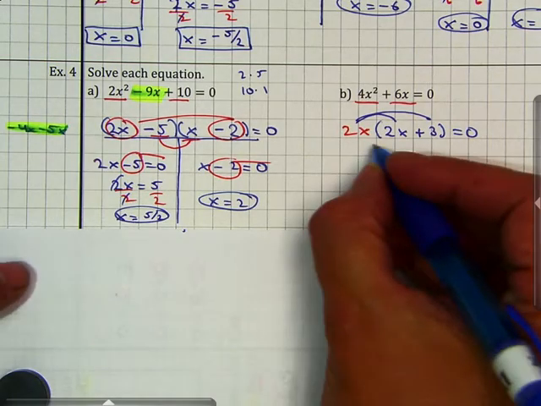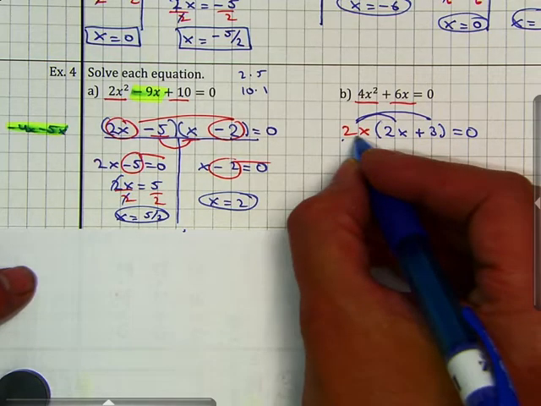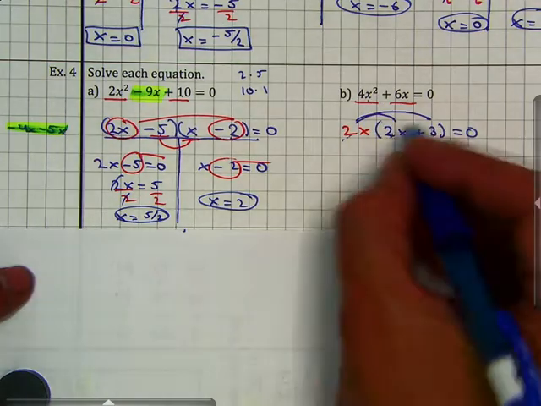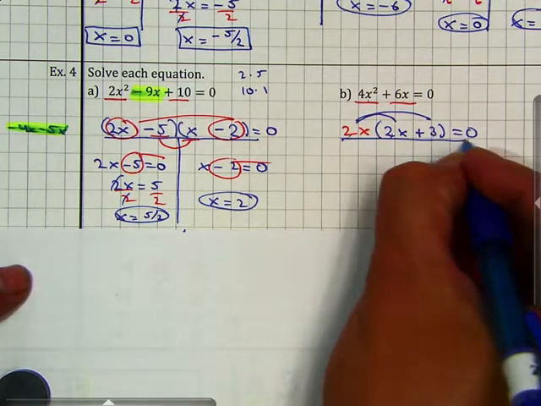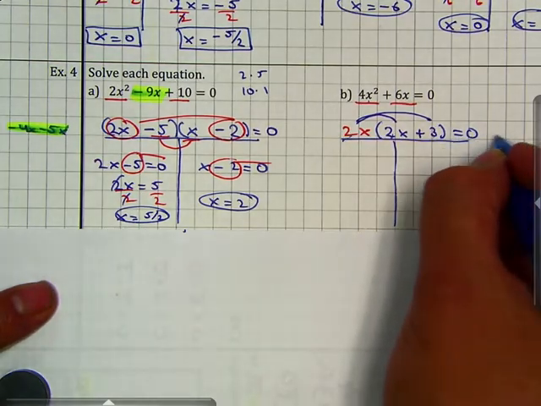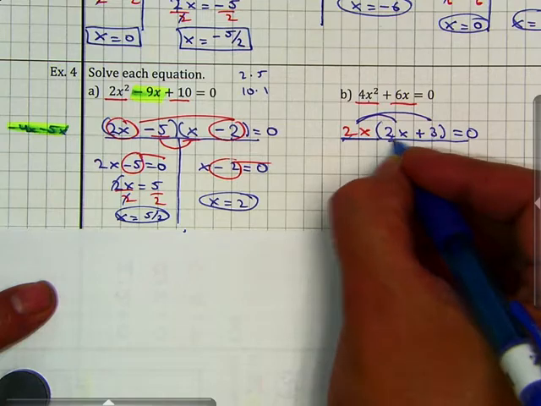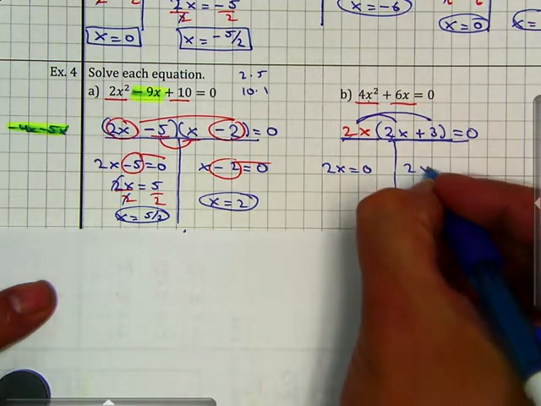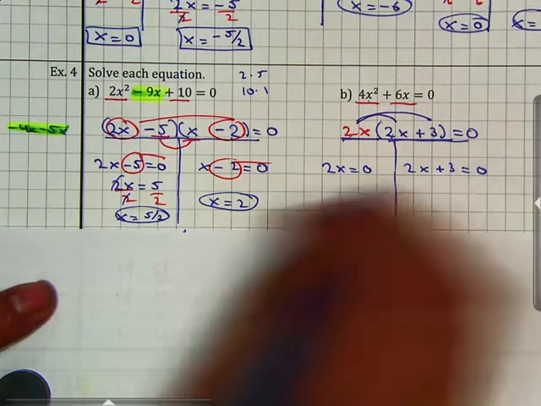And now I'm going to use my zero product property. Let's see, does it work? 2x times 2x is 4x squared. 2x times 3 is 6, yes. So I can use my zero product property, my t-chart. I know that either one of them should be 0. Either 2x should be 0 or 2x plus 3 should be 0. So 2x equal to 0 or 2x plus 3 equal to 0.